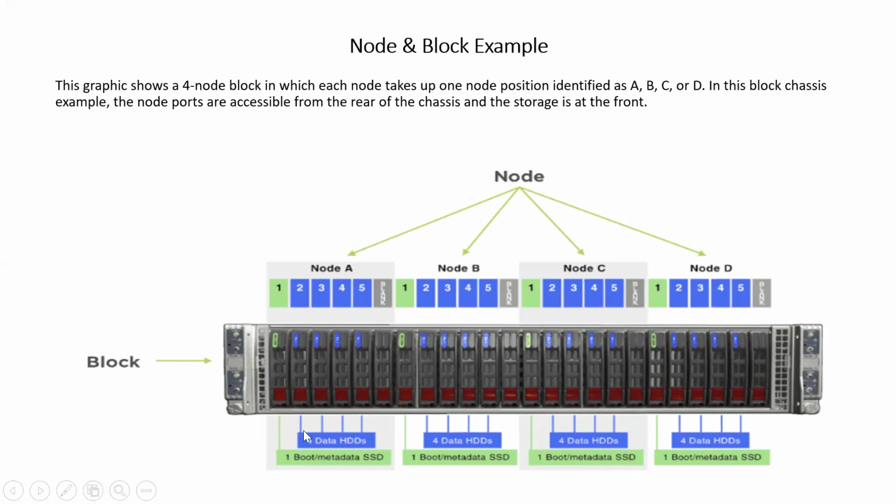This has four HDDs, one SSD. So this is basically the 3060 four node block device view.